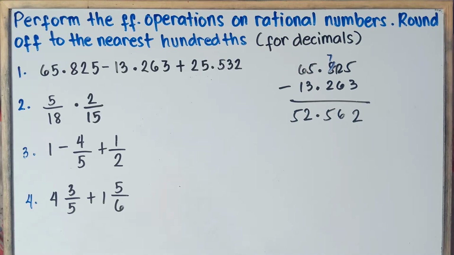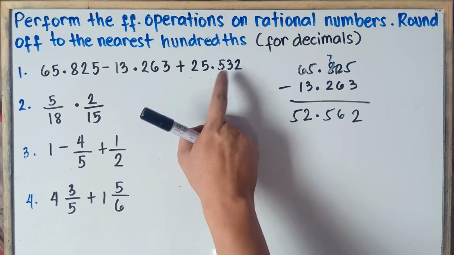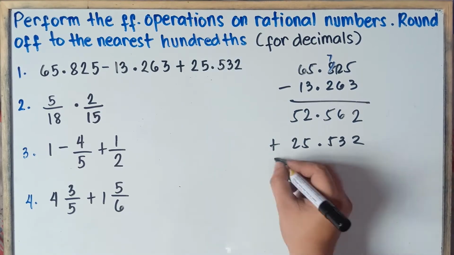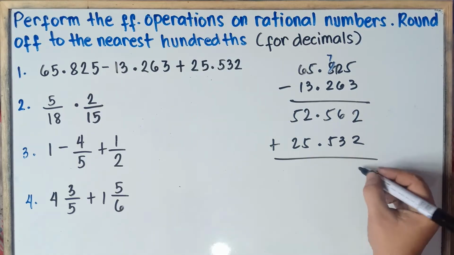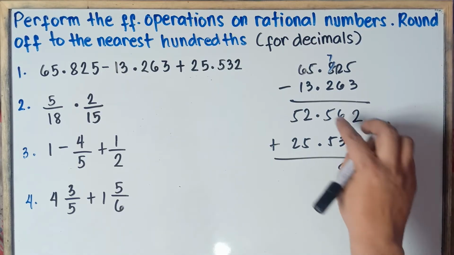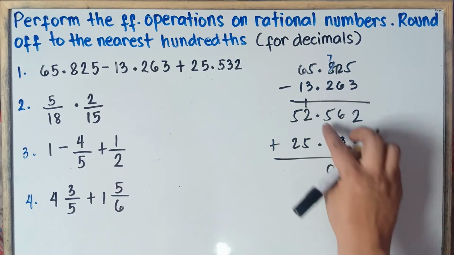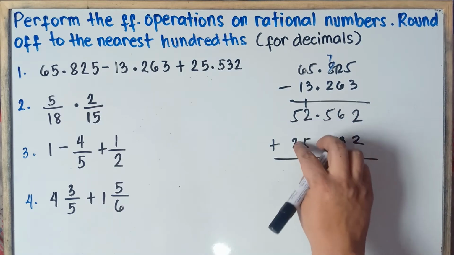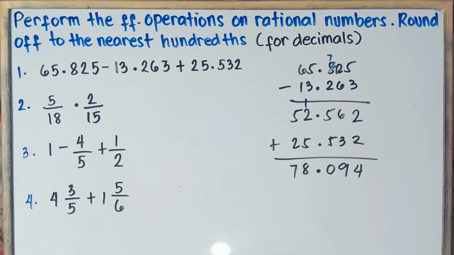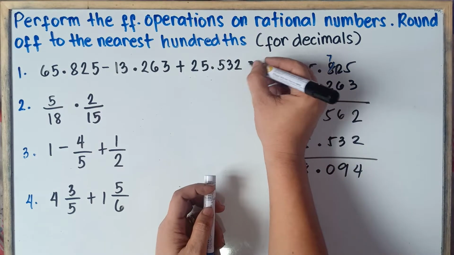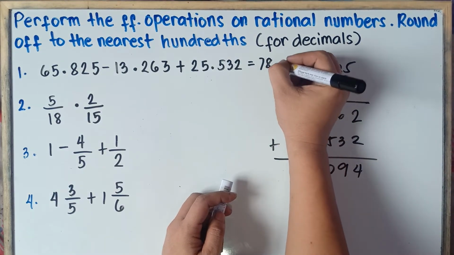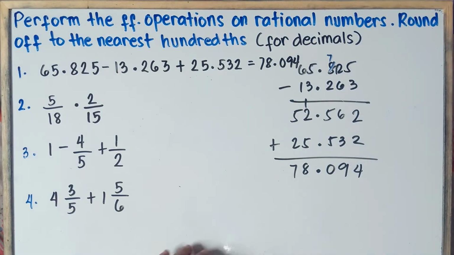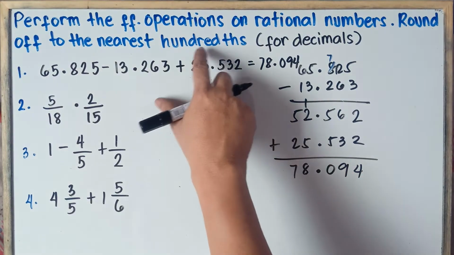52.562. And then our answer, class, we add it by 25.532. Simply add. 2 plus 2 is 4. 6 plus 3 is 9. 5 plus 5 is 0. Carry 1. Copy the decimal point. 1 plus 2 is 3. Plus 5 is 8. 5 plus 2 is 7. So therefore, our answer for number 1, class, this is equal to 78.094.